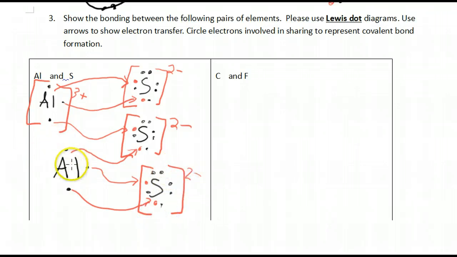And this one here, it goes down to 8. So if you lose all your valence electrons, you also become happy. And so this has a charge of +3. So that is that one.